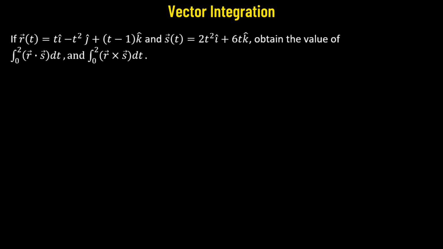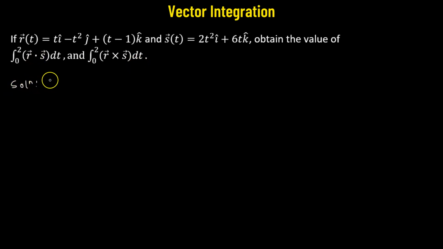We are given two vector valued functions of t, r and s, and we need to find the value of the integral going from 0 to 2 of the dot product between r and s with respect to t, and the value of the definite integral going from 0 to 2 of the cross product between r and s with respect to t. So let's begin.